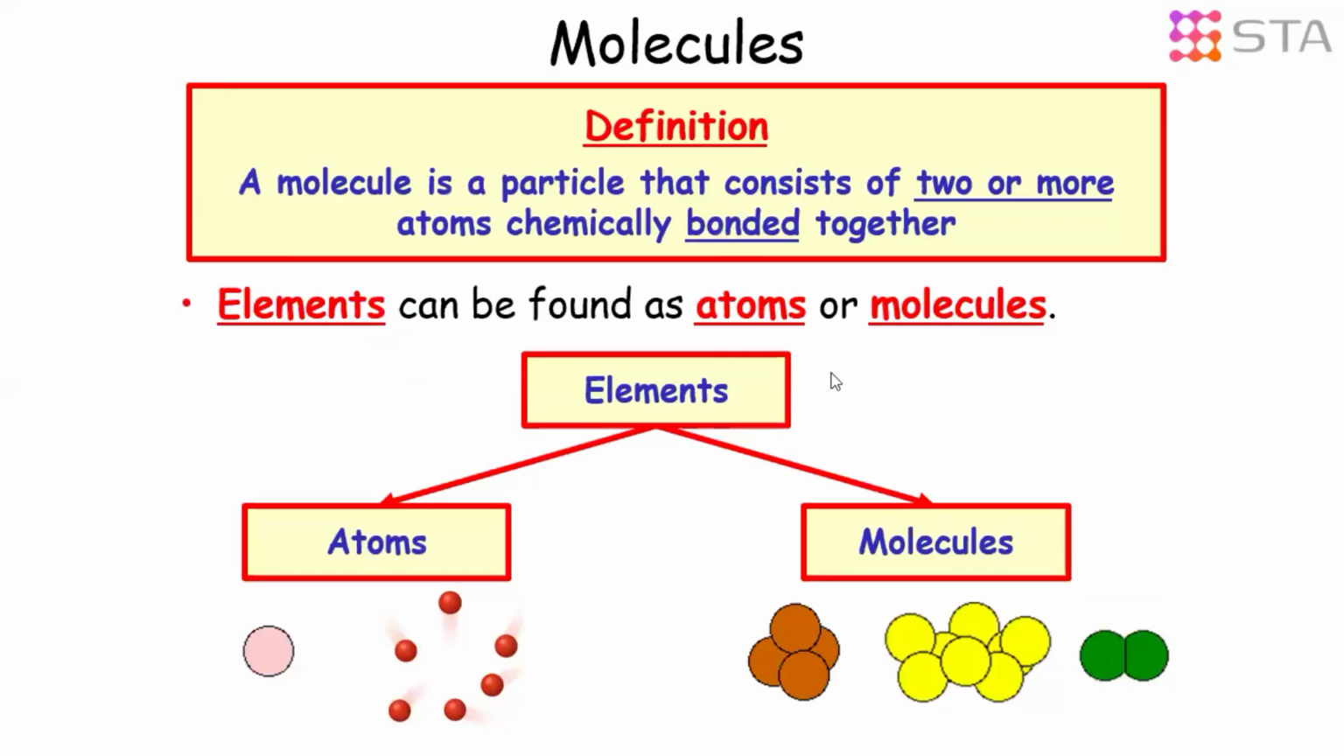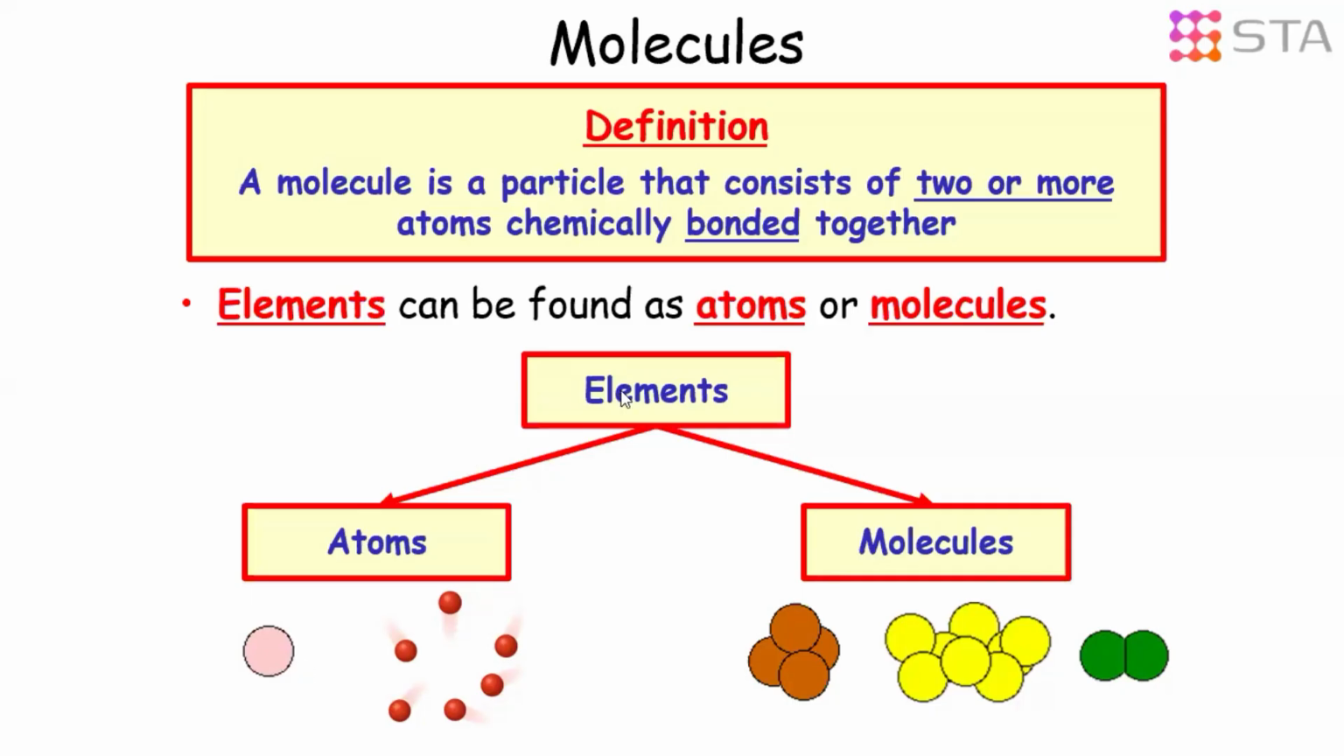Molecules. Now, this is our third definition that we must learn. A molecule is a particle that consists of two or more atoms chemically bonded together. So, elements can be found as atoms or molecules. If we look at this diagram here, elements can be found as atoms. So, here you've got single atoms. And again, you've got a group of atoms, same type, but they are not chemically bonded together. So, some elements are just single atoms.